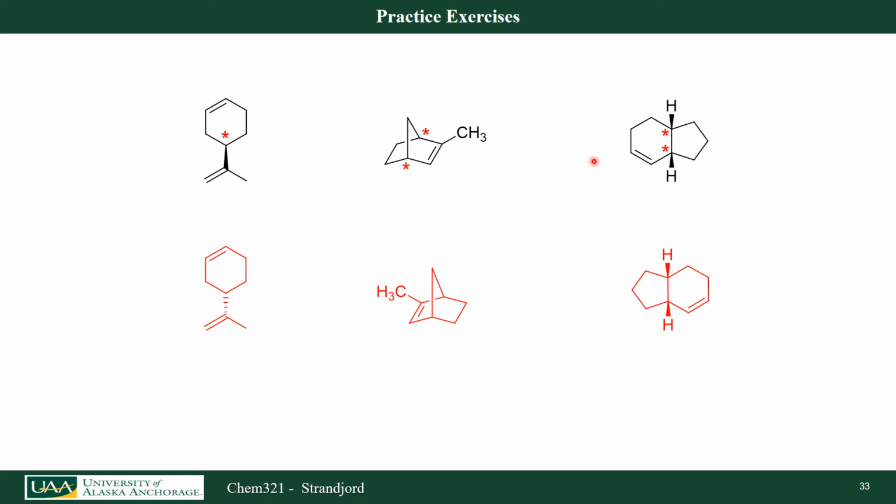Again, two chiral carbons in these molecules. If I have one chiral carbon, it's easy to draw the enantiomer. Just invert the wedge for a dash line, and you've made the enantiomer.